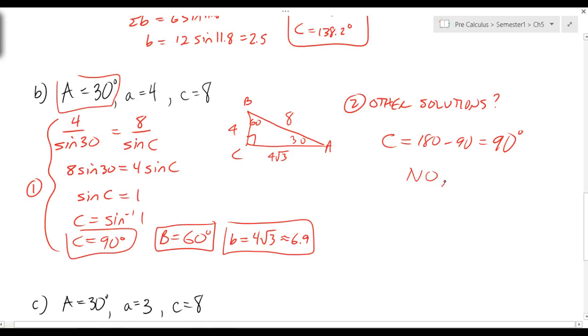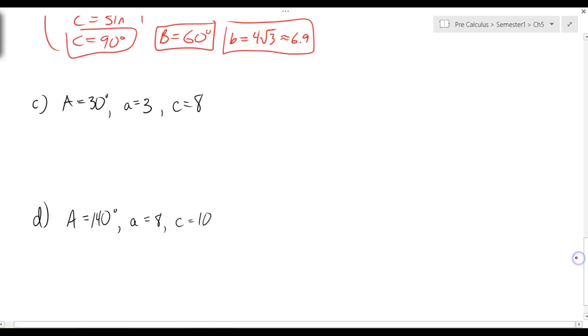Only one solution to this problem. Now go ahead and try example C.